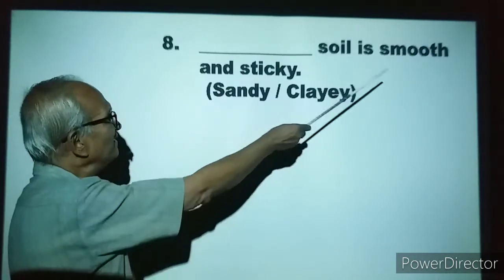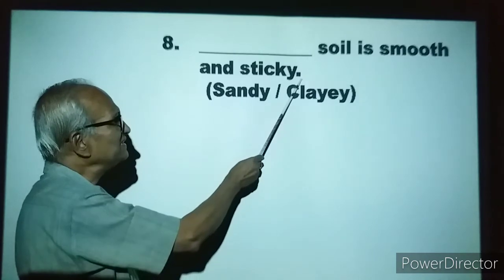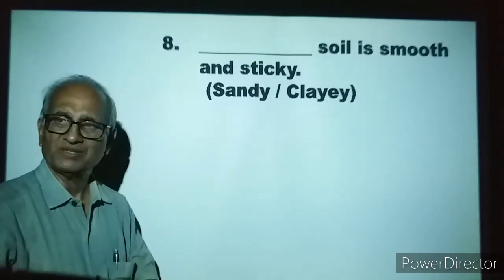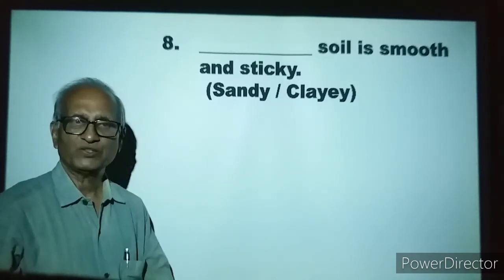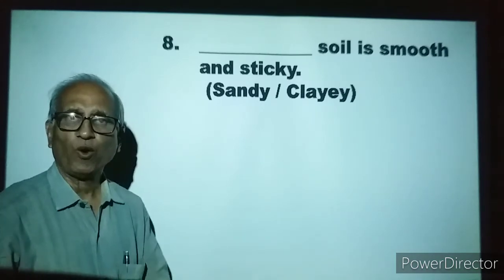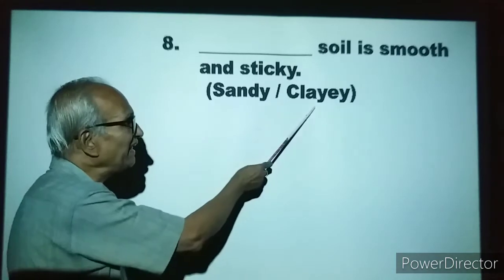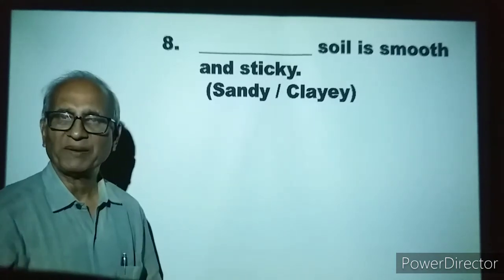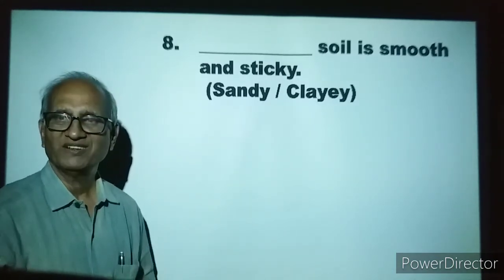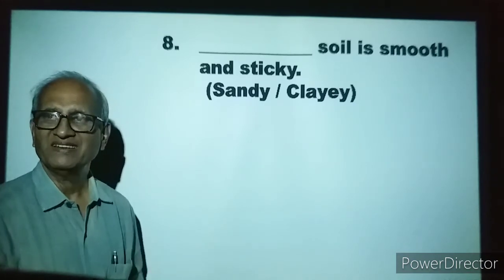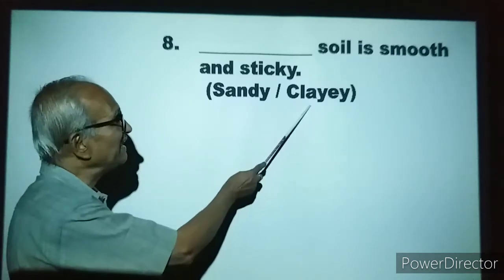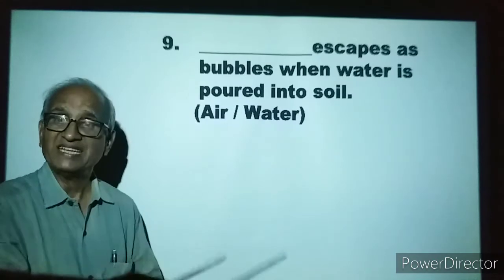Dash soil is smooth and sticky. It is smooth. Sometimes if it's wet and you try to walk on them, you may slip. Sandy, clayey. Which one is slippery? Which one is very soft? Soft particles it is made up of. It is clayey soil. It is sticky.